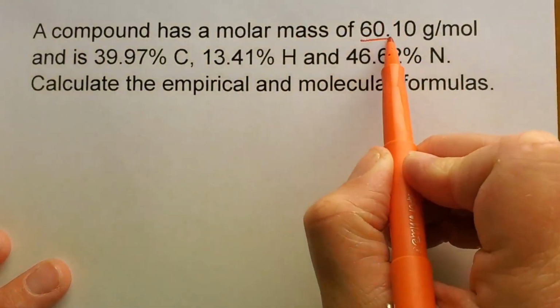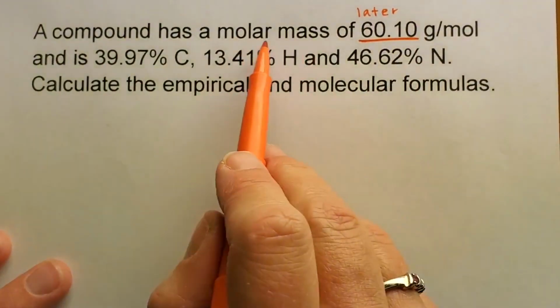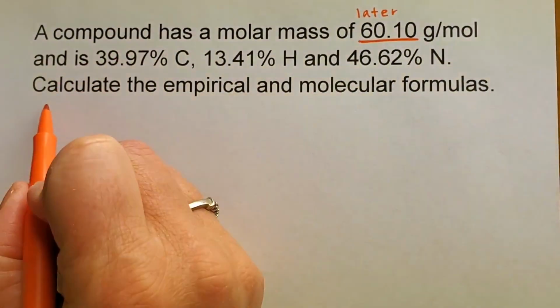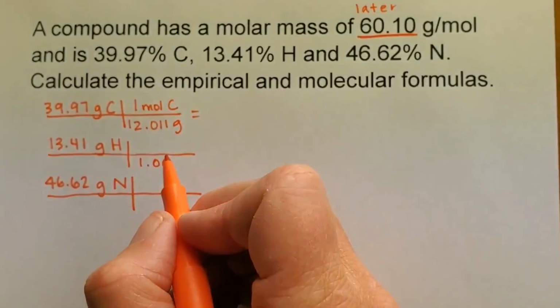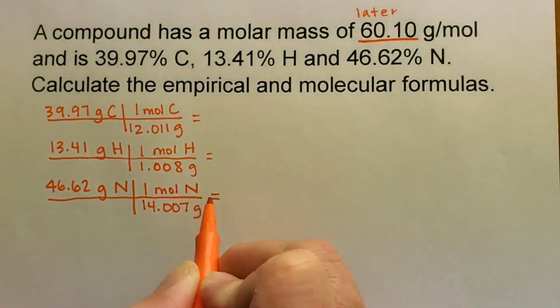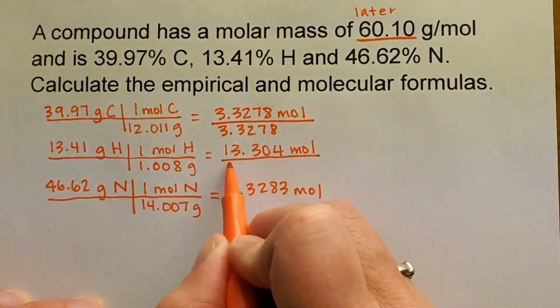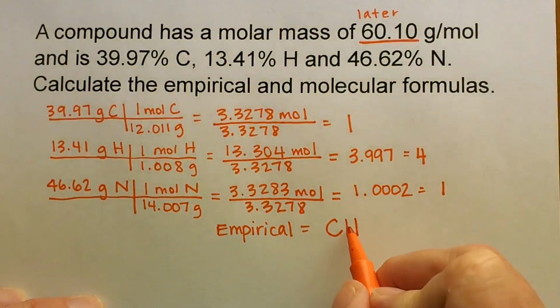Okay, here's our problem, and as you can see, it gives you a molar mass of this compound. We're going to use that later after we have our empirical formula. First, you're going to solve for your empirical formula. You're going to convert each number of grams to moles and then divide by the smallest number. And as you can see here, we get an empirical formula of CH4N.